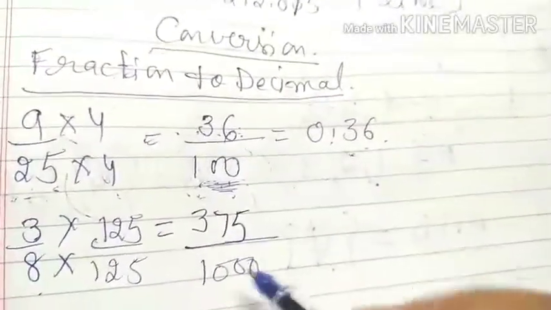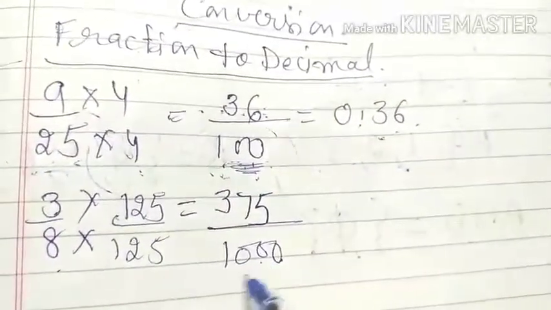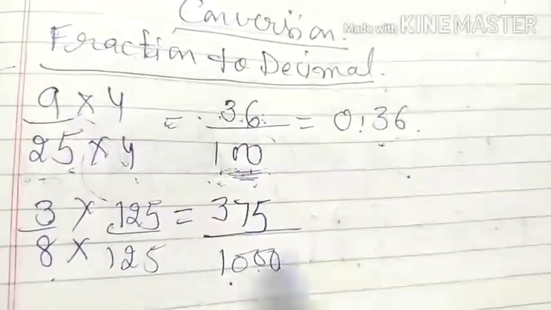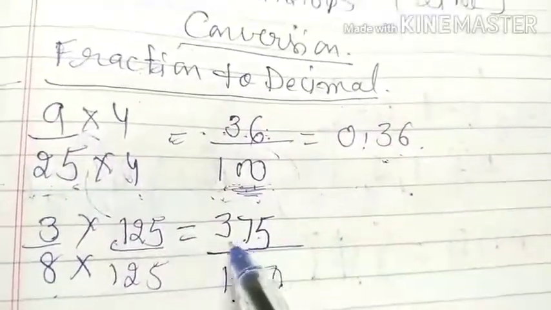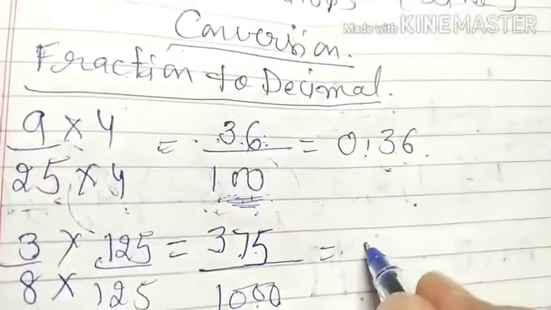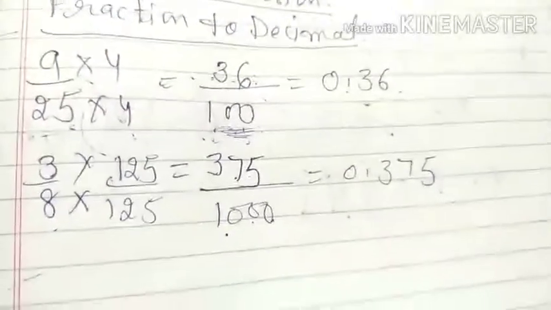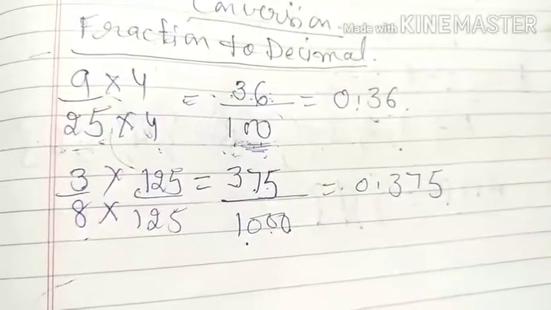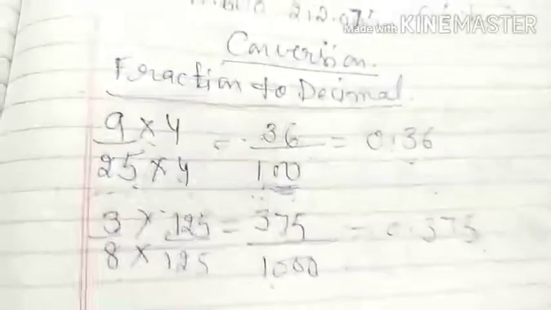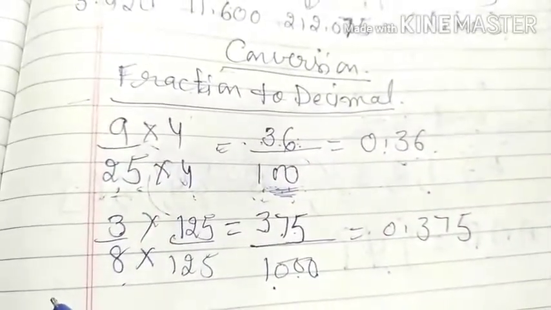Now the next step is I count the zeros. How many zeros are in the denominator? 1, 2, 3. That means you have to count 3 places from the right in the numerator. 1, 2, 3, and mark the decimal. So that is my answer, 0.375. We read it as 0.375.